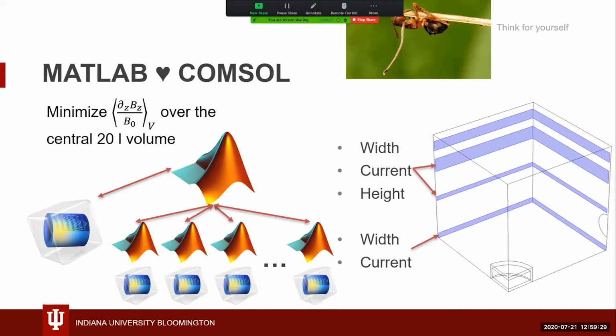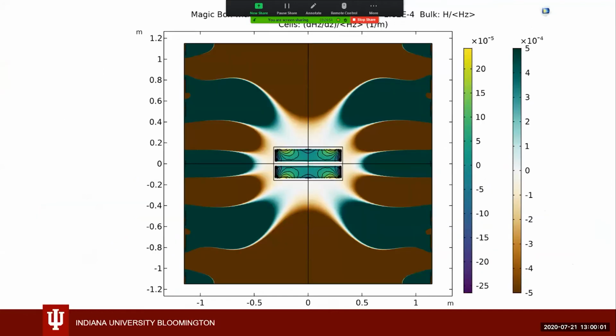One way that we can do this is using MATLAB and MATLAB's parallel processing toolkit. Given enough RAM, you can spool up many different COMSOL servers, and each COMSOL can solve a version of this problem, coordinated by the master, the root MATLAB thread, which can then run some parallel optimization algorithm to solve for your current distribution. In doing that, you wind up with a pretty good current distribution, where we wind up with a spatial uniformity on the order of 10 to the minus 4 per meter.